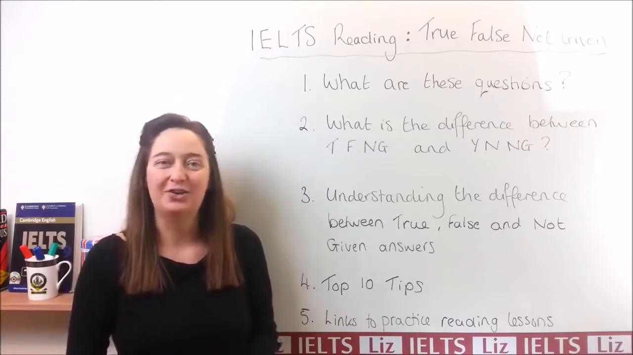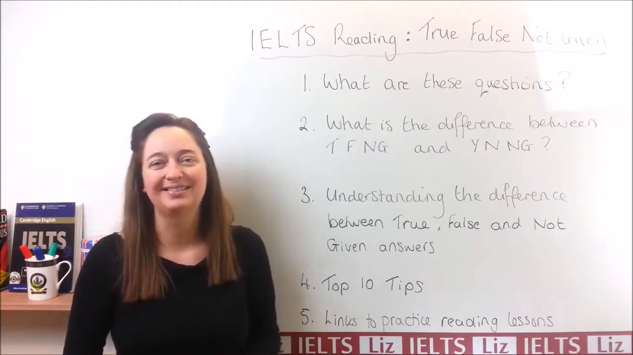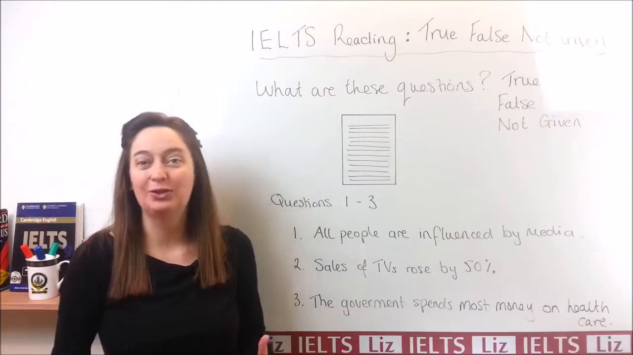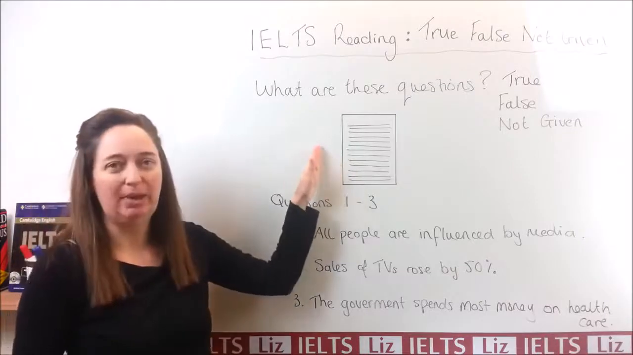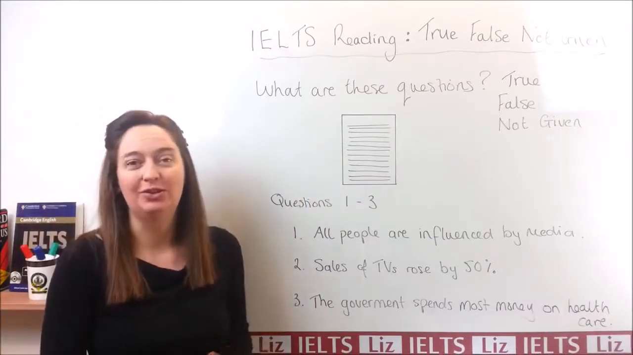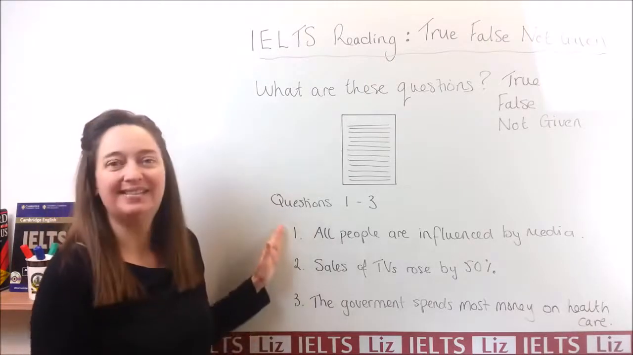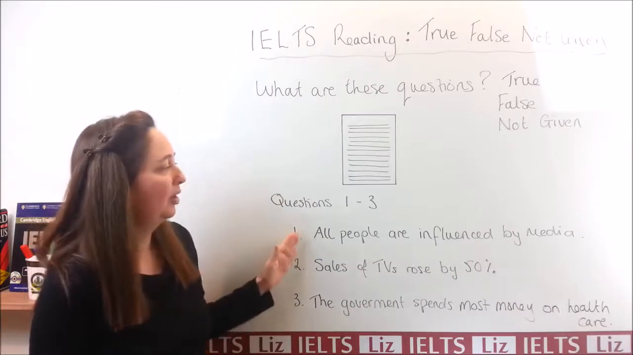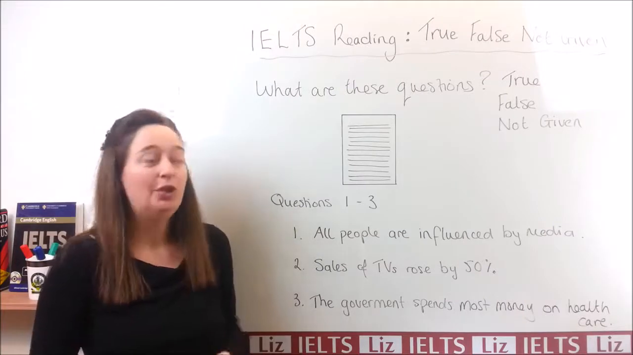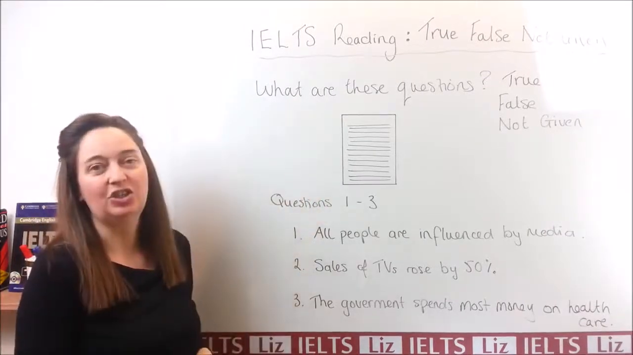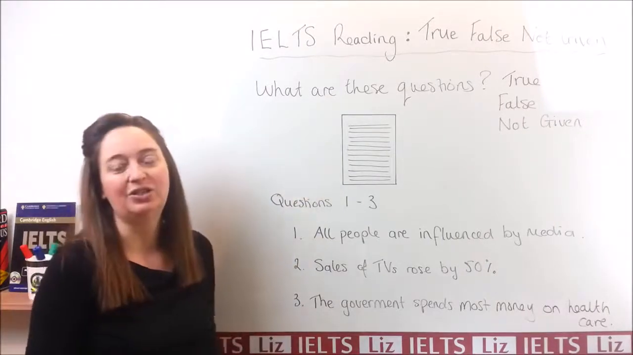So let's start with the first question. What do we have to do for these types of questions? Here is an example of true, false, not given questions. You can see here, this would be your reading passage, your paper, with the article that you need to read, and there will be questions. Each question is a statement. So, for example, all people are influenced by media. You need to look at that statement, you need to read through the passage, and you need to decide if this information is in the passage.